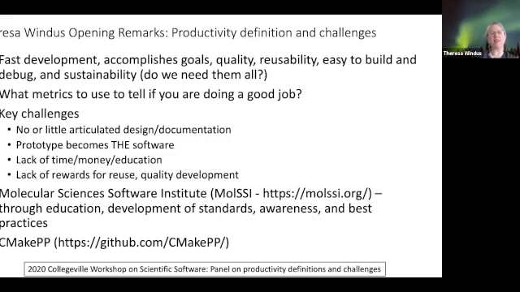All right, so some of the things that I think are important for productivity definition is usually there's some concept of fast, and we've heard a couple of metrics that might relate to what fast means, but hopefully the idea of some sort of quickness is part of that. You want your software to accomplish the goal that you set out.